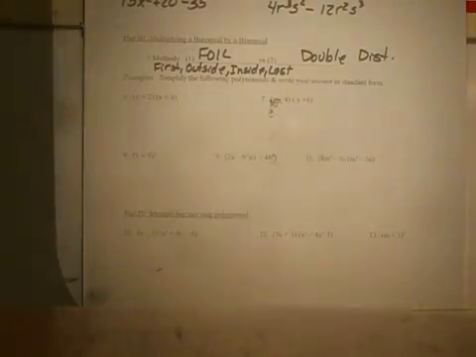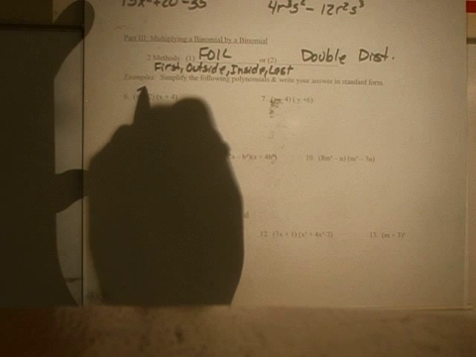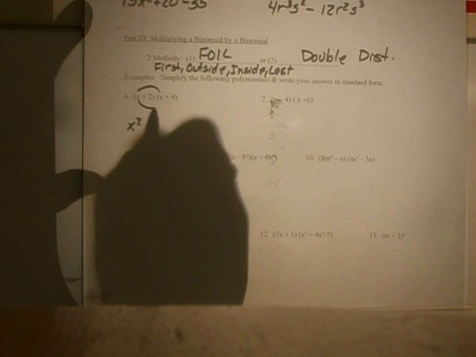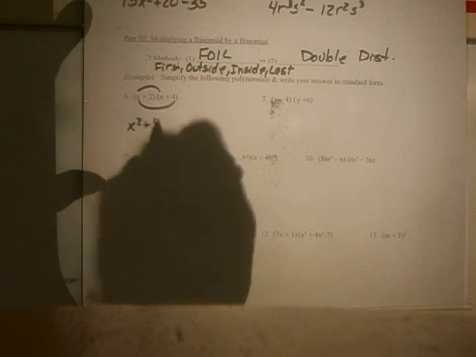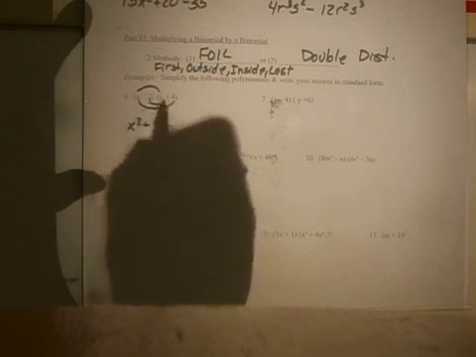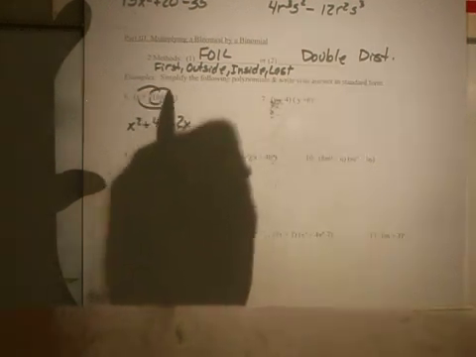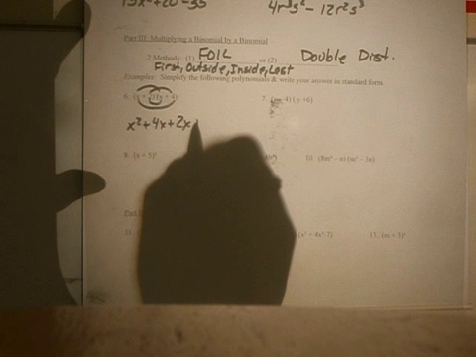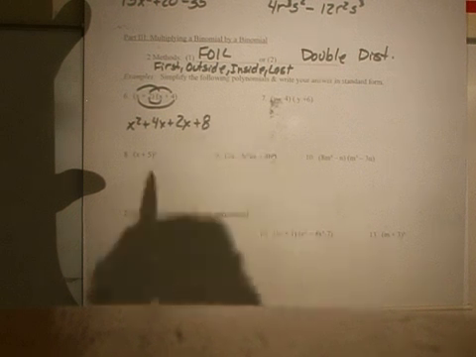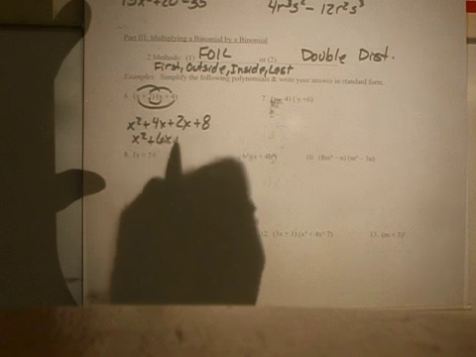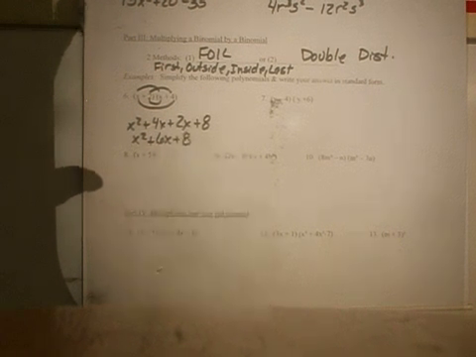So number 6, first times first is x squared. The outside is 4x. The inside is 2x. And the last, 2 times 4, is 8. So this becomes x squared plus 6x plus 8.